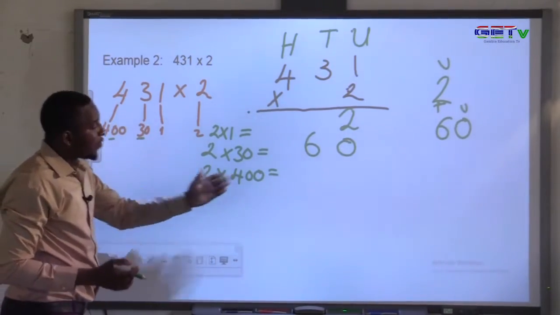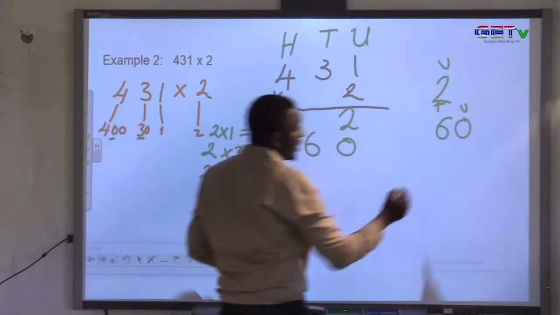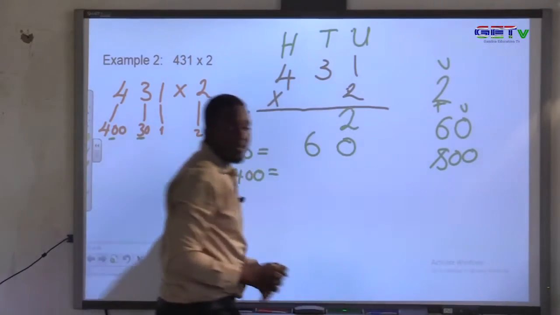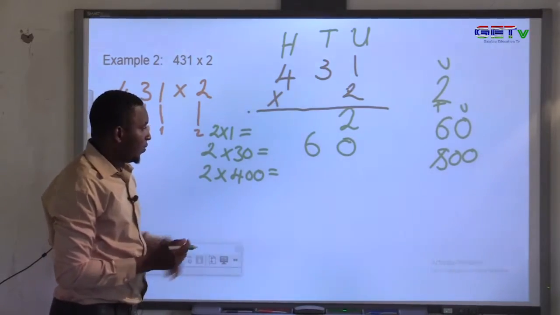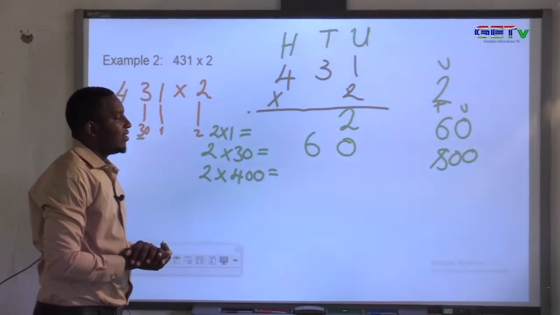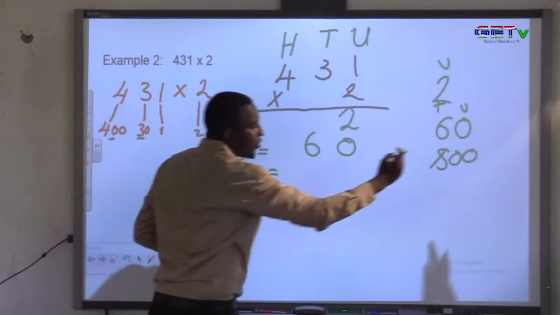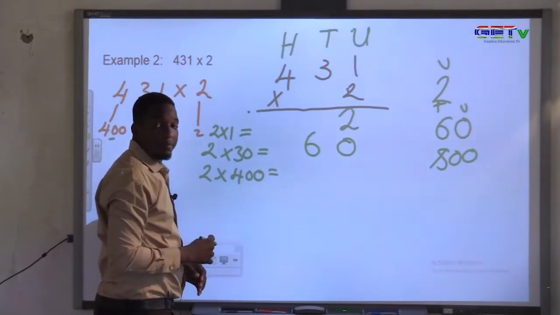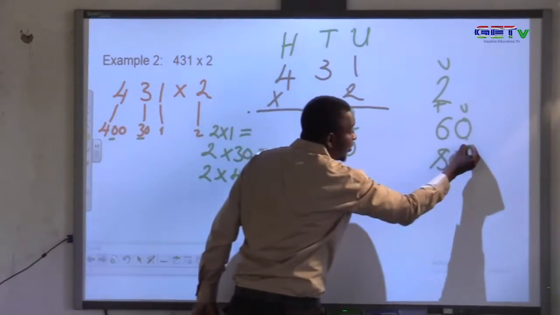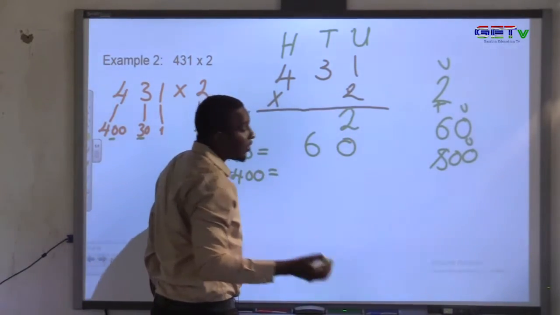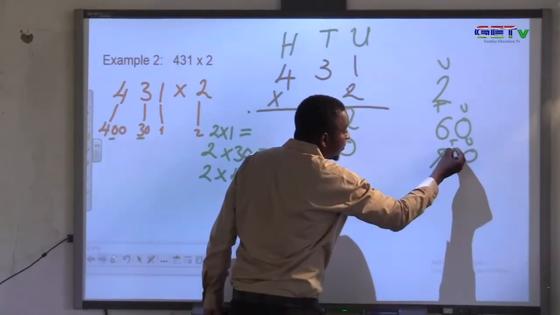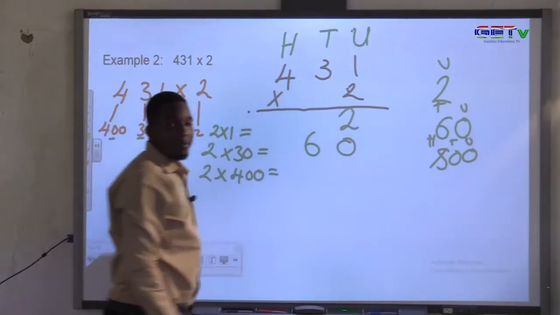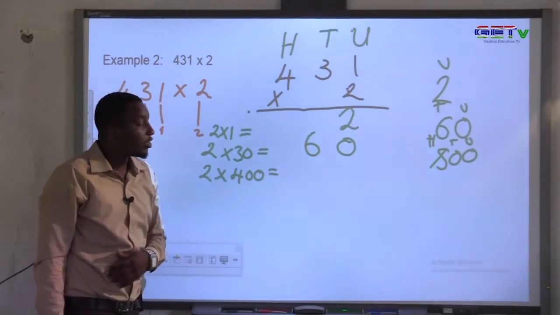2 multiplied by 400 is equal to 800. We look at 800 again and state out the place value of each digit in that number. The first 0 will be under the unit column. The second 0 will be under the 10th column, and the third... sorry, the 8 will be under the 100 column.